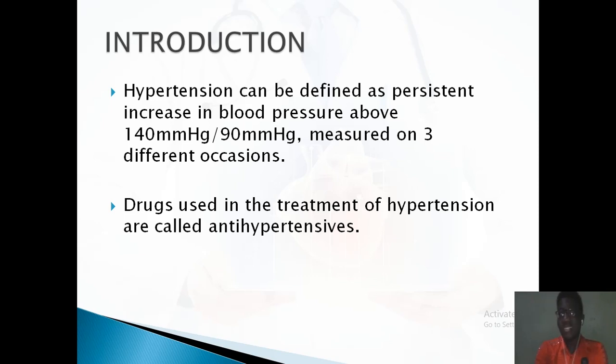Although there are some instances where you measure once, diagnose hypertension once, and you start treatment. For example, if the patient presents with symptoms of complications. So that is also some instances. So drugs in the treatment of hypertension are called antihypertensives. So this is enough for our introduction.